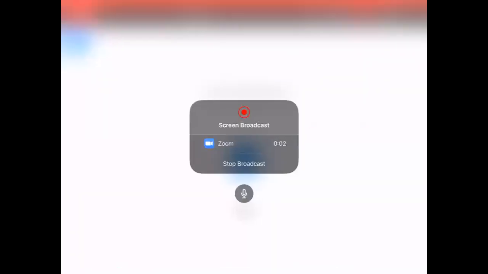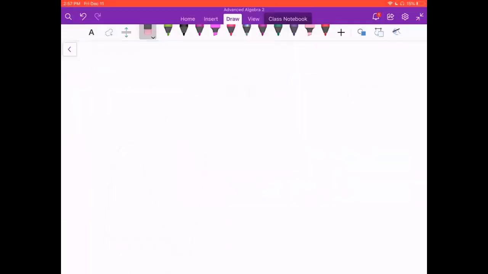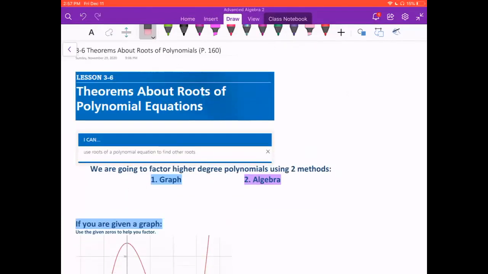Hello, everybody. Welcome to Algebra 2. Today, we are going to be looking at 3-6, theorems about the roots of polynomial equations. And generally, what we're going to be doing is learning how to factor higher degree polynomials using two methods.